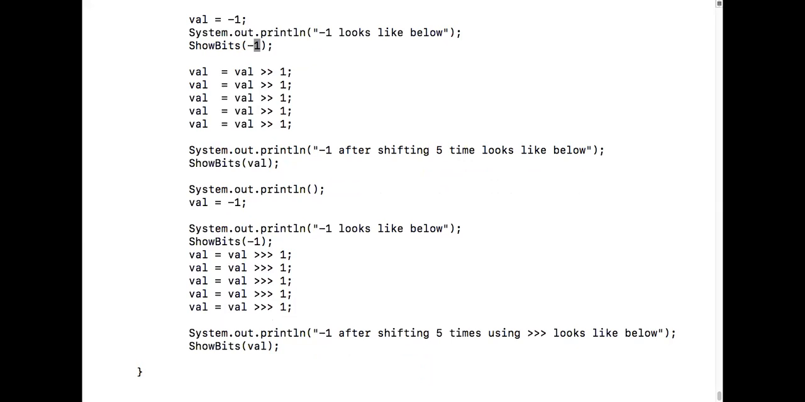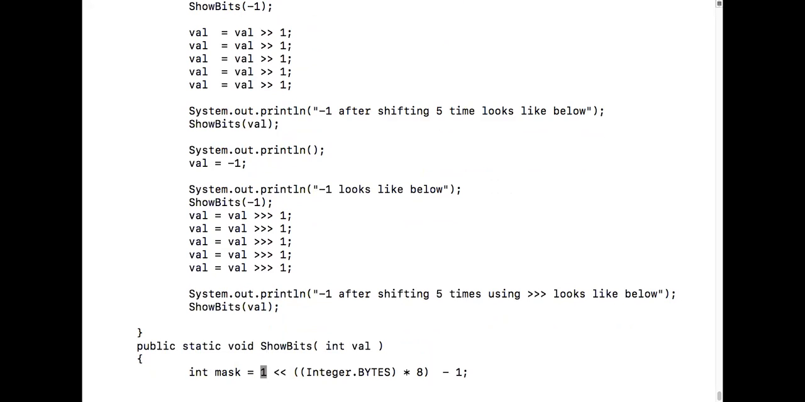So that you can get to know the difference: what will happen if I right shift -1 using the right shift operator, and what will happen if I right shift -1 using the right shift with 0 operator? Did you see this, guys? Yes or no? So this program will show you the difference. Now I will share this program with you, and I want you to make changes to this and see all the results. Is that okay, guys?